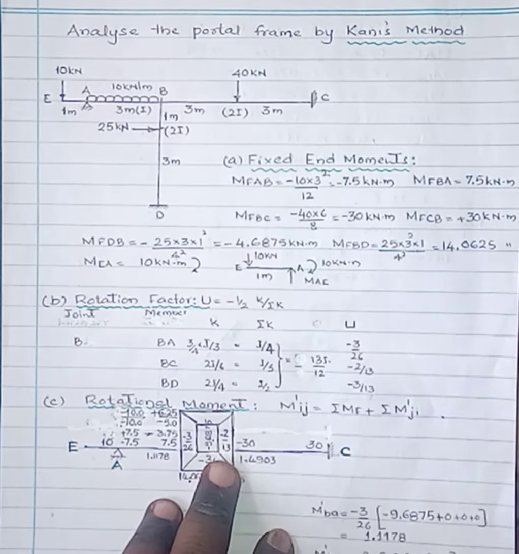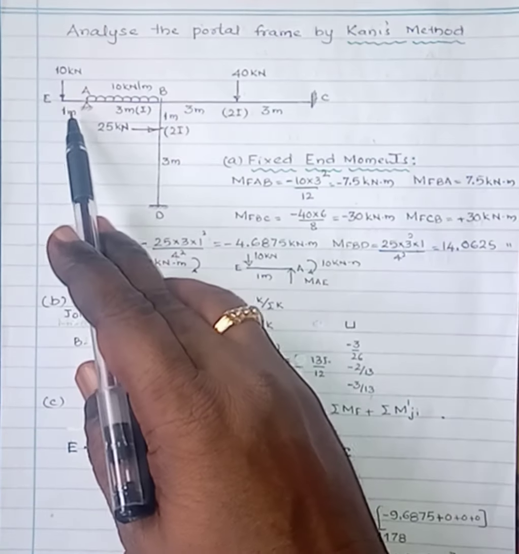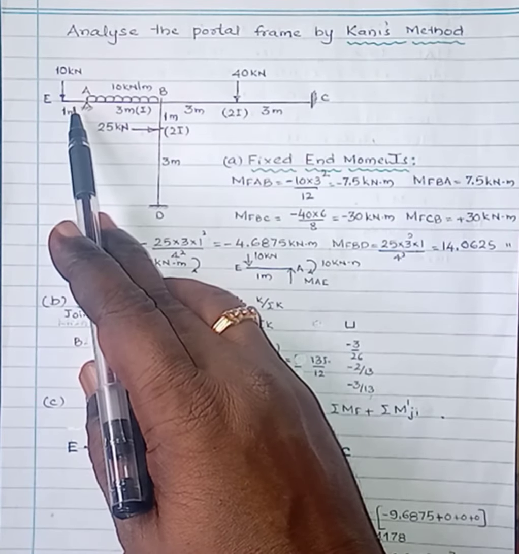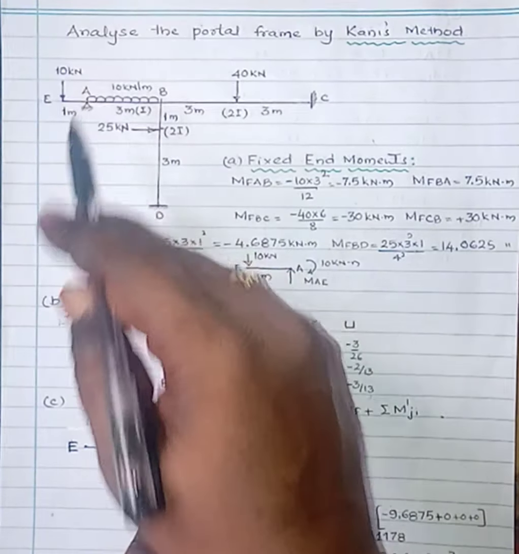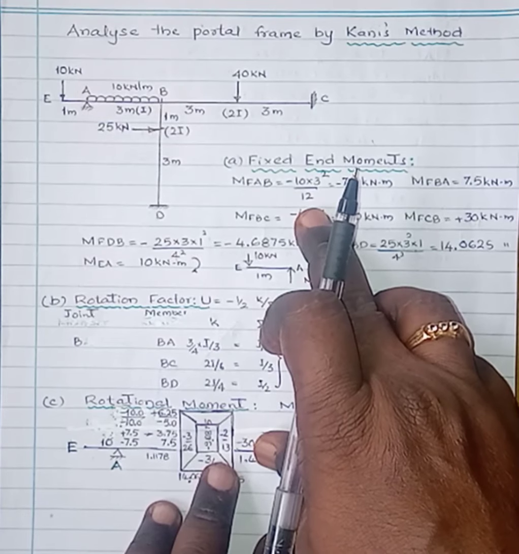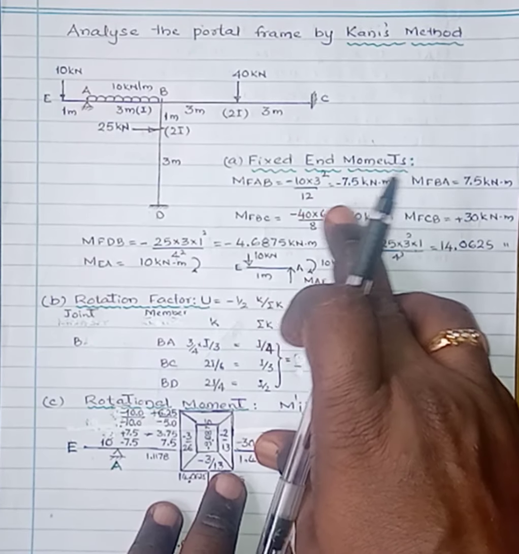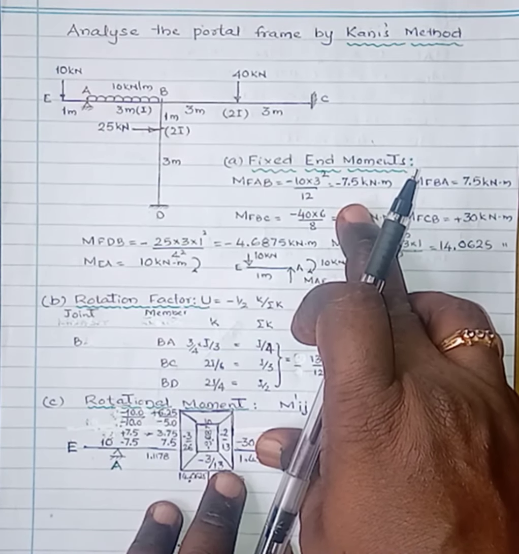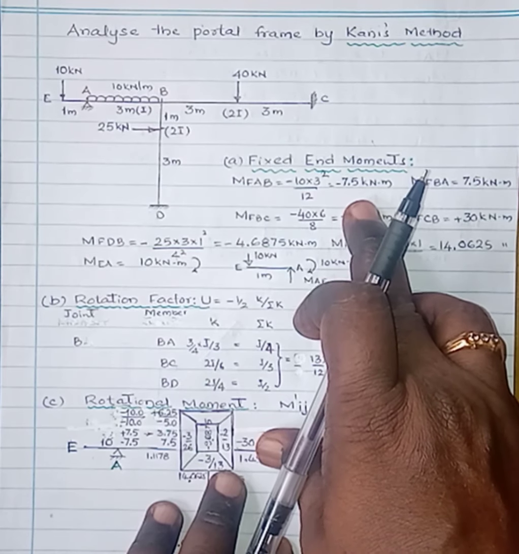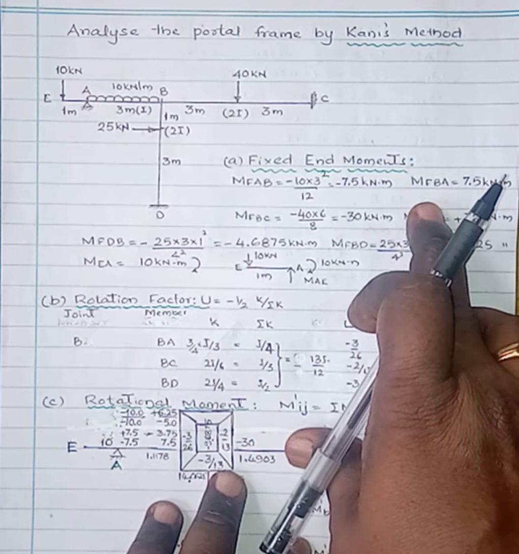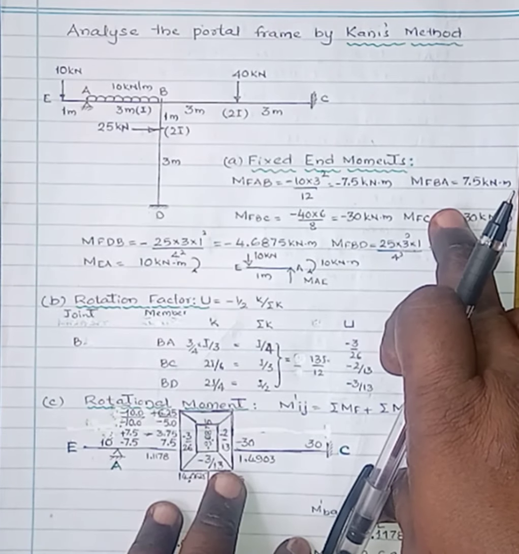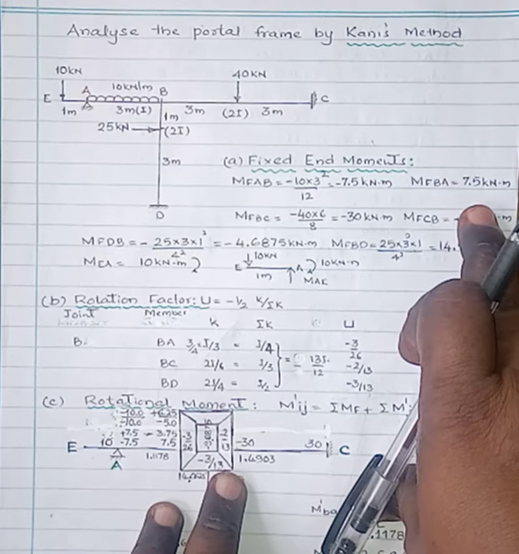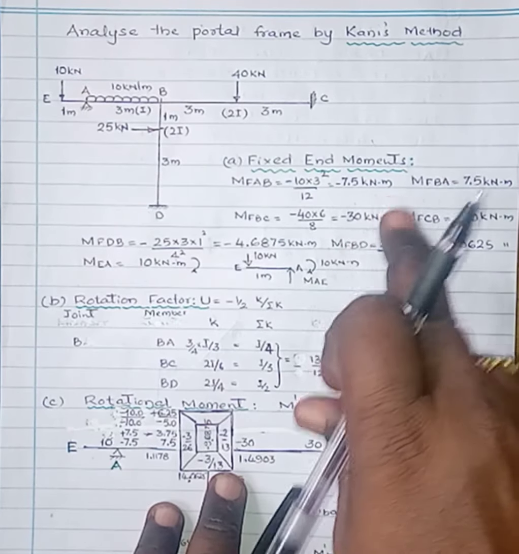Here the first step is to calculate the fixed end moments. A to B is subjected to UDL. Then at A, that is minus WL square by 12, which equals minus 7.5 kilonewton meter. MFBA, at the right side, is plus WL square by 12, that is 7.5 kilonewton meter.